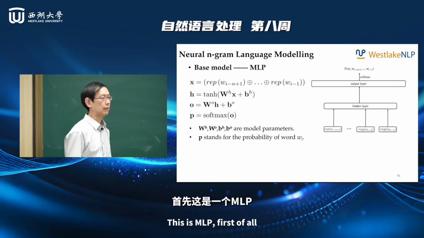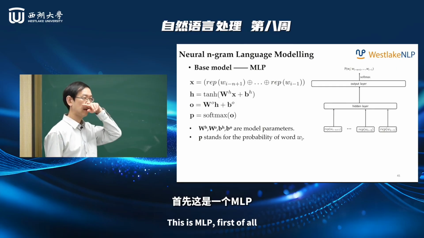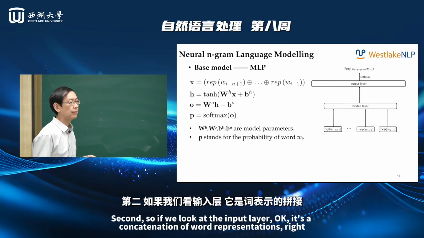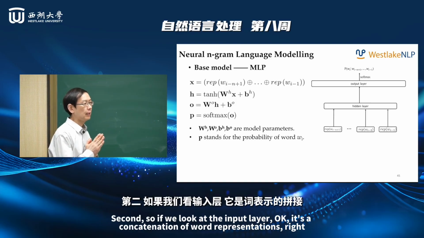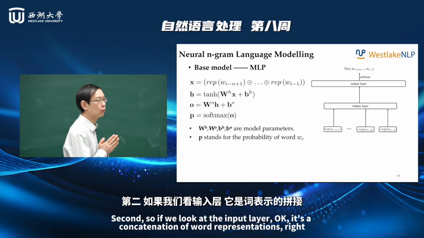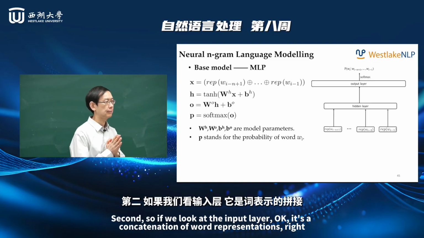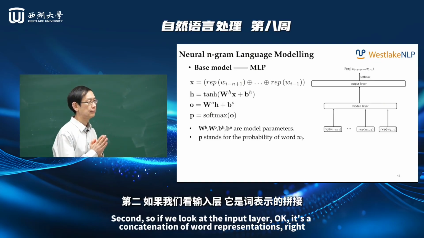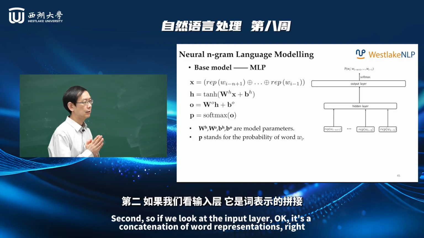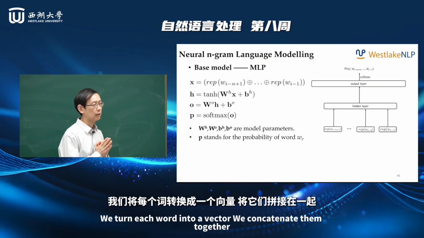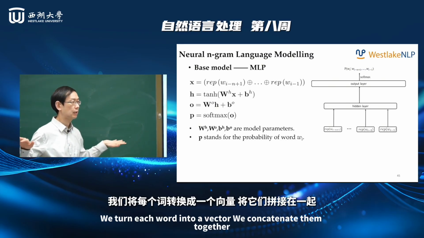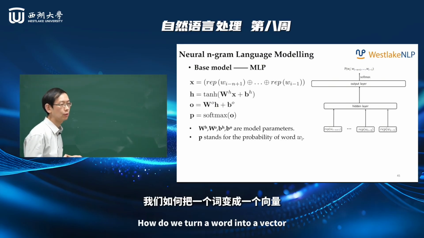This is an MLP, first of all. Second, if we look at the input layer, it's a concatenation of word representations. We have n-1 words. We turn each word into a vector, and we concatenate them together. How do we turn a word into a vector?